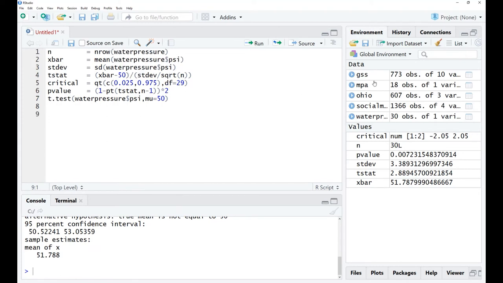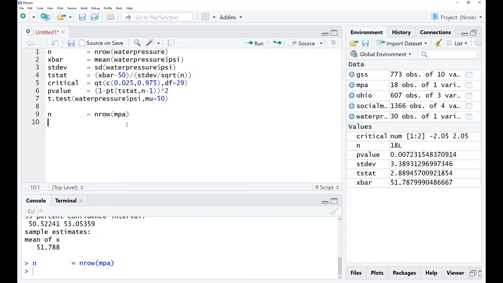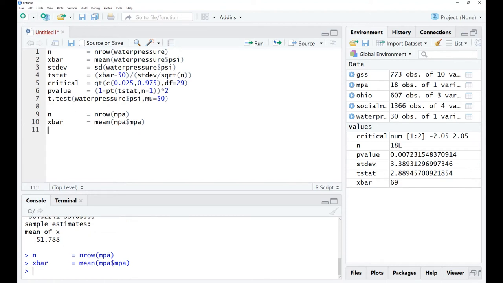Note that I have already loaded the MPA dataset. And so what we are going to do is calculate the sample size. And we know that the sample size is now 18. We are going to calculate the average score, say mean of MPA dollar sign MPA. The mean is 69%, and the standard deviation is 21.15.